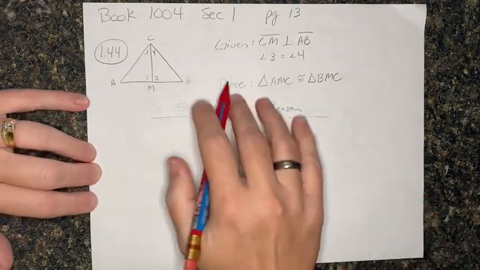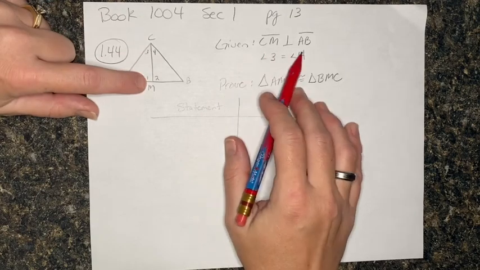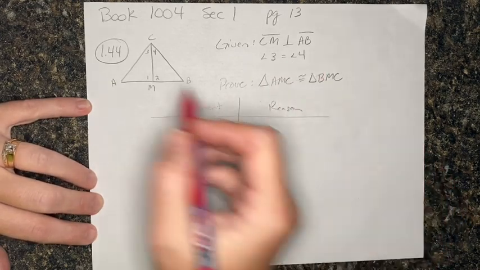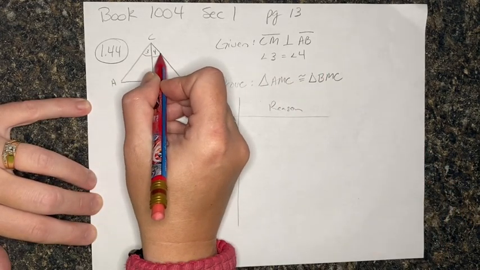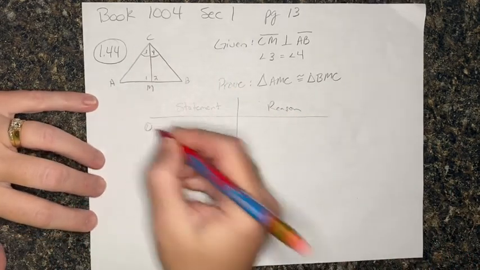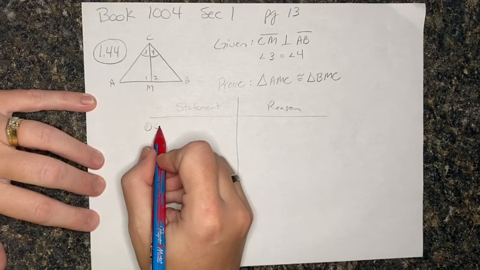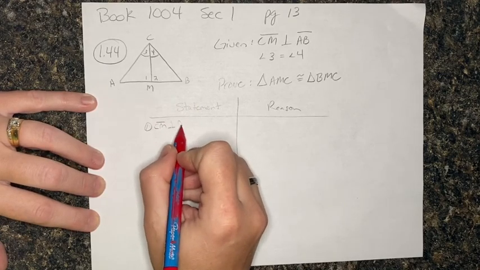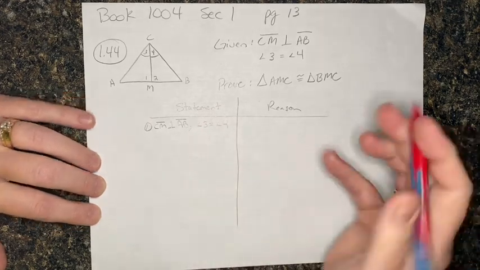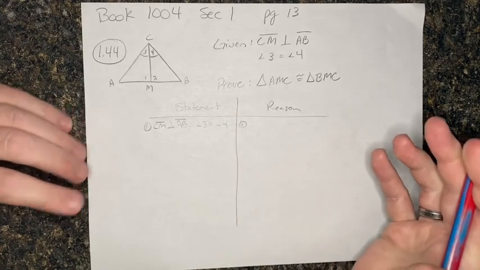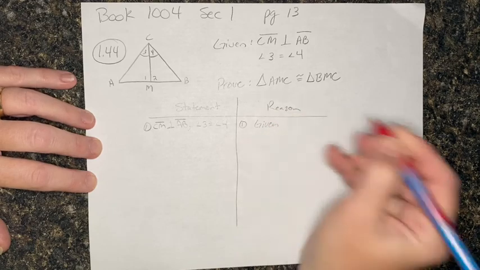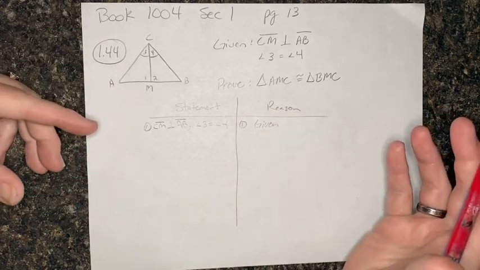We've been given the fact that CM is perpendicular to AB and that angle 3 and angle 4 are equal. So right away, I'm going to mark angle 3 and angle 4 as being equal. And of course, we know that that's going to be our first statement, that CM is perpendicular to AB and angle 3 is equal to angle 4. And why is that our statement? What information do we have that tells us we can say that? Well, that was our given information. That's how we know that that is true.